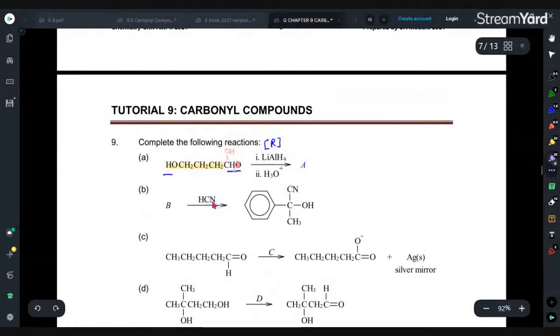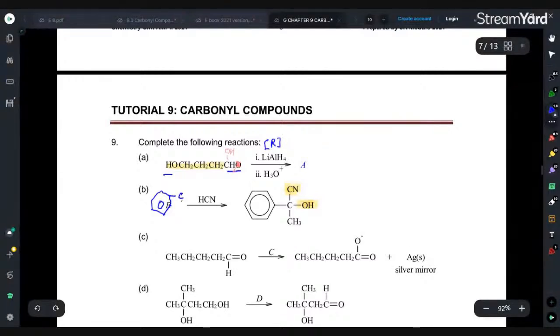HCN, nucleophilic substitution. Asal dia bukan nucleophilic substitution, kerana kat sini dia akan jadi alkohol. Ini akan jadi CN, addition. So this is addition. Jadi jawapan untuk B ialah, okay, you just salin je, buat benzene ring, salin benzene ring.